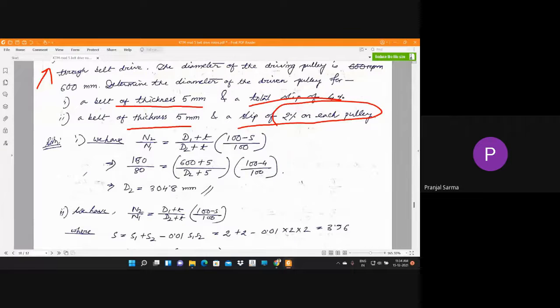So for the first case, you write down all the given data. That is N1 and N2, all those things are given. Diameter d1 is also given.